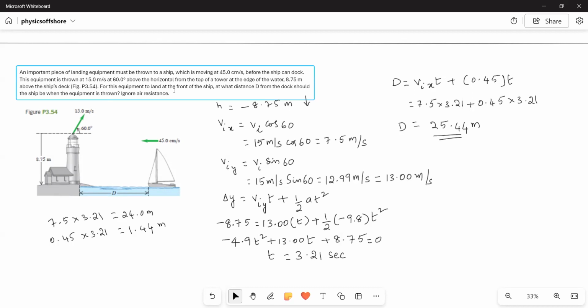For this equipment to land at the front of the ship, at what distance from the dock should the ship be when the equipment is thrown? Ignore air resistance.